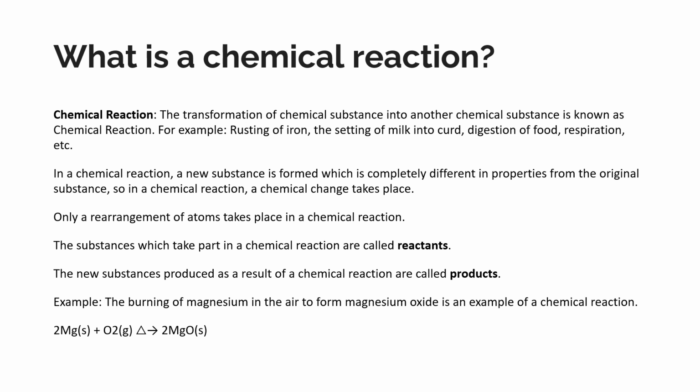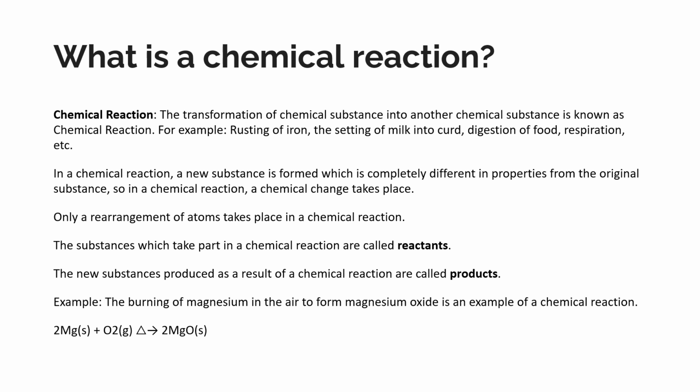So, in a chemical reaction, a chemical change takes place. Only a rearrangement of atoms takes place in a chemical reaction. The substances which take part in a chemical reaction are called reactants. The new substances produced as a result of a chemical reaction are called products.